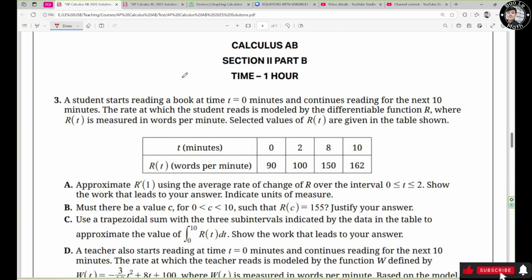Free response question 3. A student starts reading a book at time t equals 0 minutes and continues reading for the next 10 minutes. The rate at which the student reads is modeled by the differentiable function r, where r of t is measured in words per minute. Selected values of r of t are given in the table below. Question A. Approximate r prime of 1 using the average rate of change of r over the interval 0 to 2.